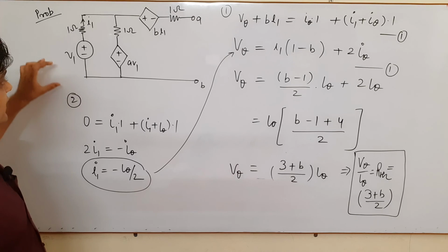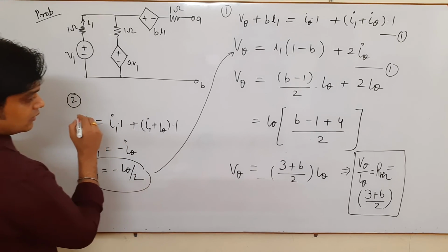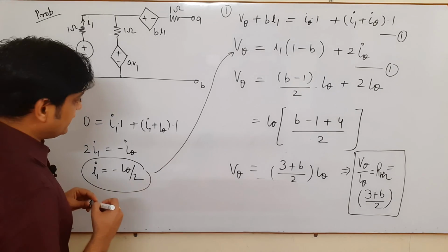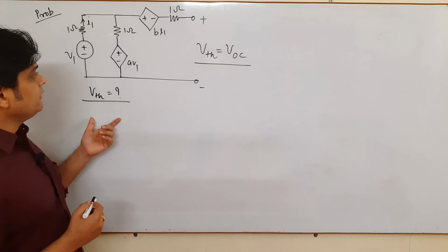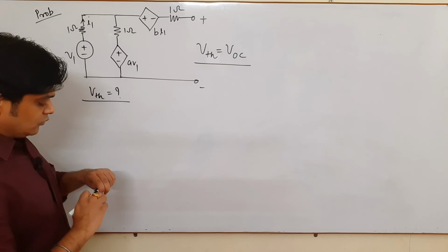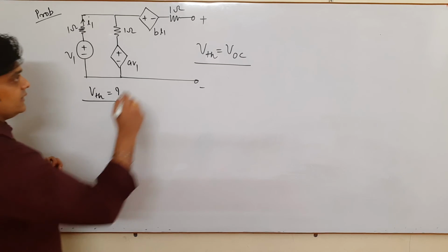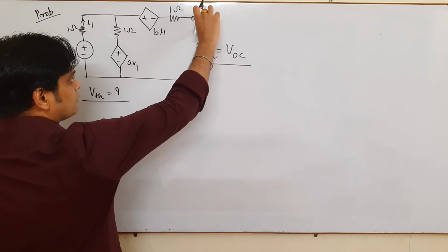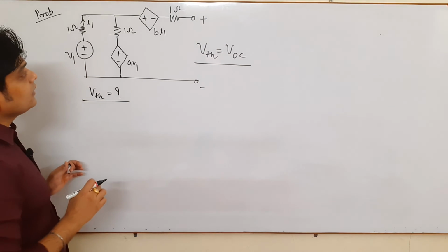We come to finding the value of VTH. We will write this value of RTH somewhere here, just keep it in mind. Now we find the value of VTH. We find the value of VOC, that is the open circuit voltage. Now please see how we find the value of VOC. As I said, open circuit voltage is the voltage across these two terminals. So it is plus, it is minus.